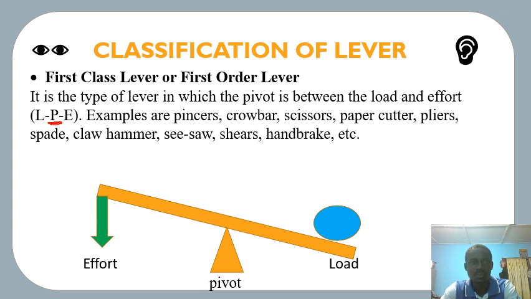Examples are the pincers, the crowbar which is used by the carpenter, the scissors used by the seamstress, paper cutters, pliers, spade, seesaw, and other things. So this is how the diagram looks like. We have the effort, the pivot being at the center, then we have the load at the end.